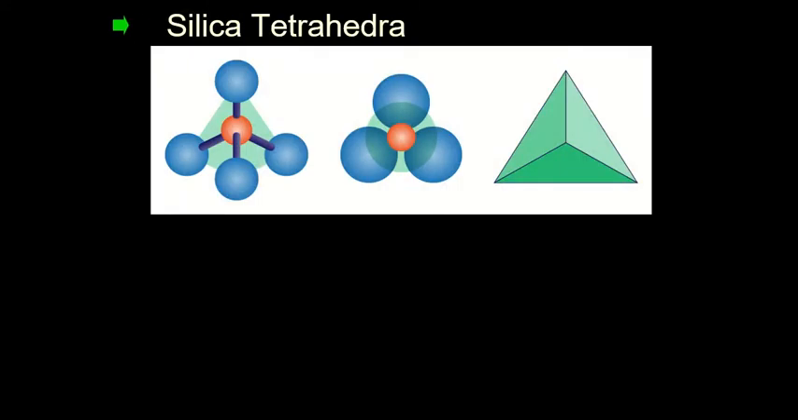Now, the silica tetrahedron, which is this thing, is made up of 4 oxygens and a silicon.